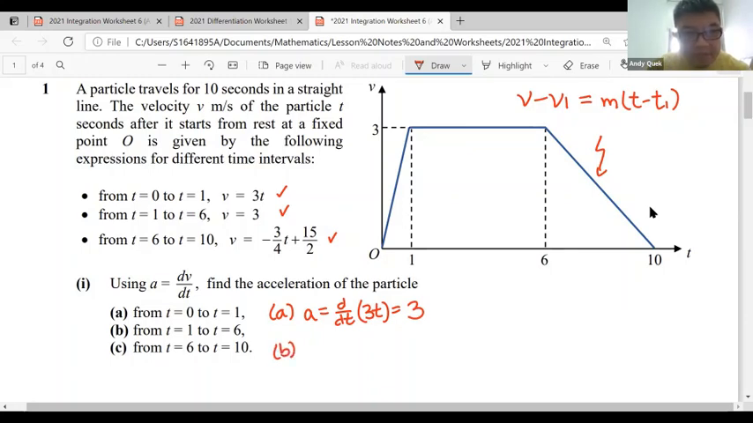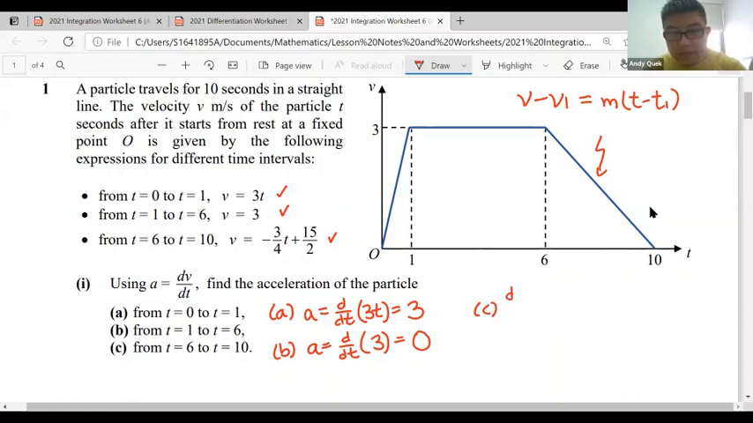How about in the middle portion of the motion? Acceleration is d/dt of v, which is a constant 3. And differentiating a constant gives you 0. And it tallies with what we know. The speed does not change. There is no acceleration.